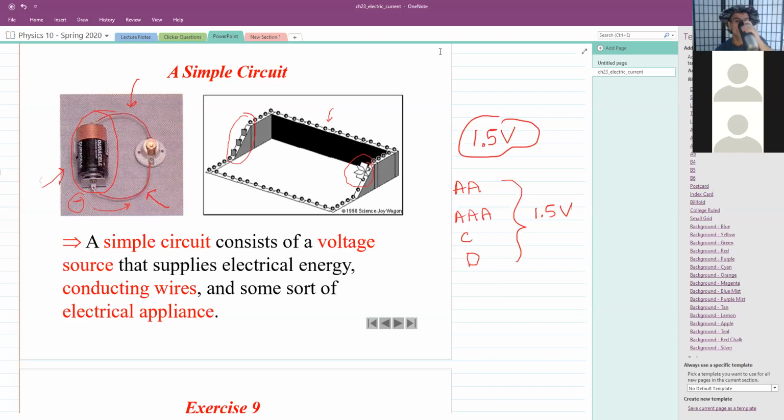Okay. So let me stop that share. All right, other questions I can answer on chapter 23 or anything about this new paradigm of moving online?